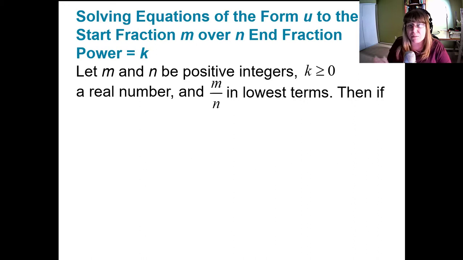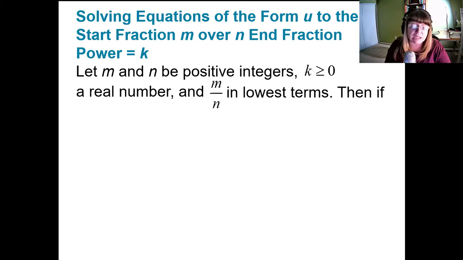Now this is going to make more sense when you see an example, but ultimately we want to be able to solve equations in the form of u to some power that is a fraction m over n, and we want to end with a fraction with a power of k. So we're going to let m and n be positive integers, and k is some real number greater than 0.